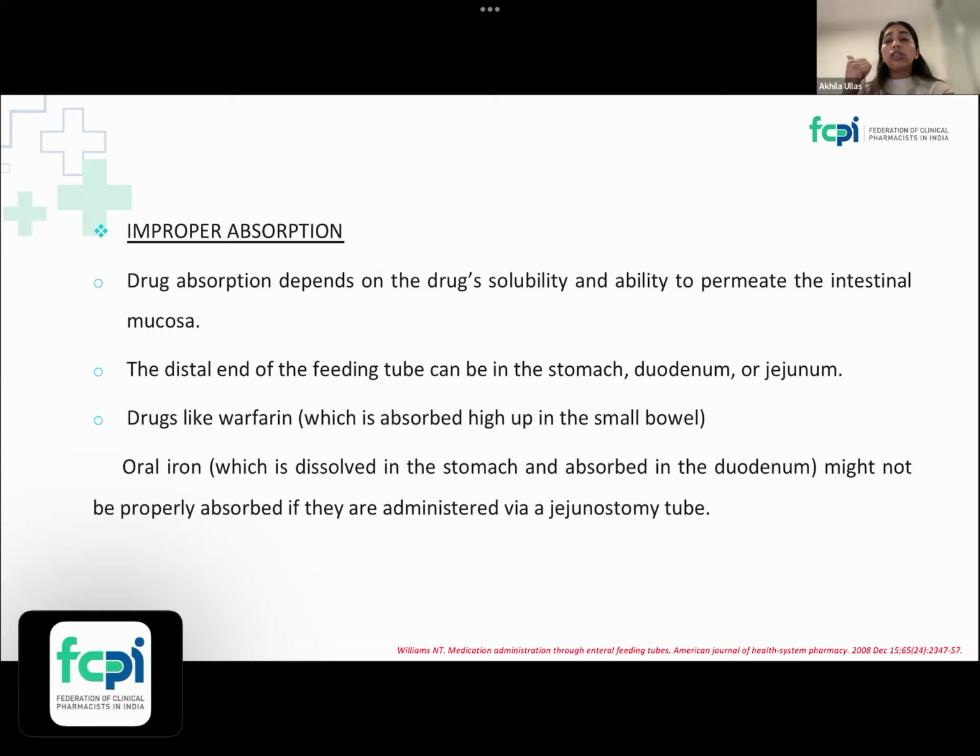So you need to ensure, if the patient is on a PEG or a J tube or G tube, and you are giving warfarin or iron or aspirin or coated tablets, whether you will get the full absorption, or whether you will get any therapeutic failure, whether this drug will dissolve in this pH. So you need to ensure this before administering.